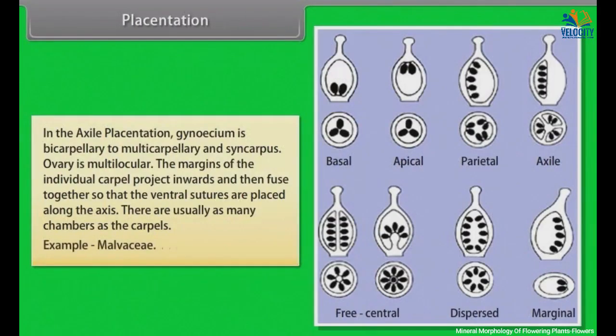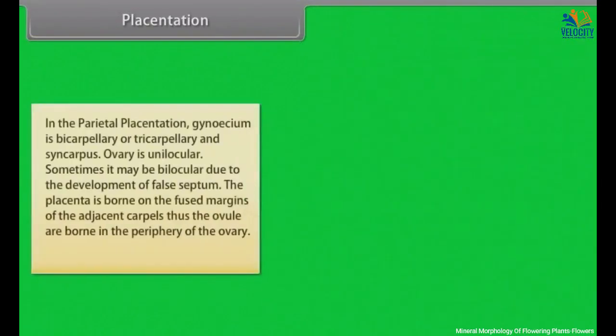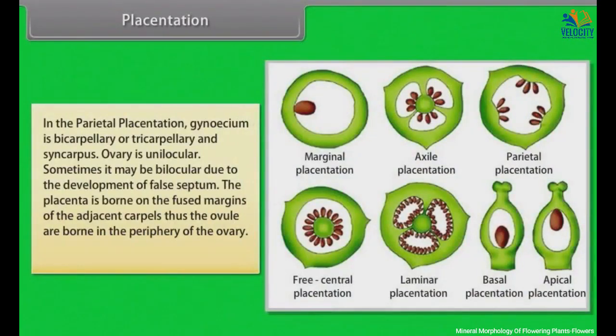Example: Malvaceae. In the parietal placentation, gynoecium is bicarpellary or tricarpellary and syncarpous. Ovary is unilocular. Sometimes it may be bilocular due to the development of a false septum. The placenta is borne on the fused margins of the adjacent carpels, thus the ovules are borne on the periphery of the ovary. Example: Cruciferae.